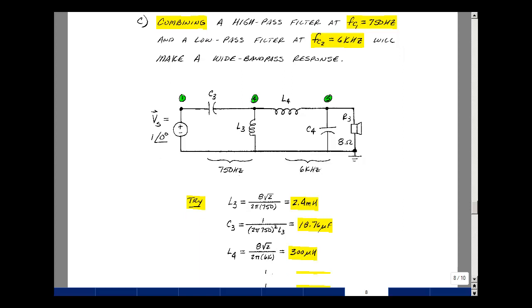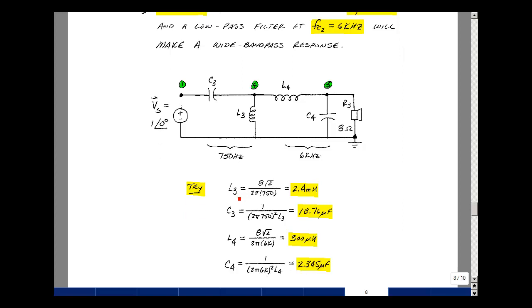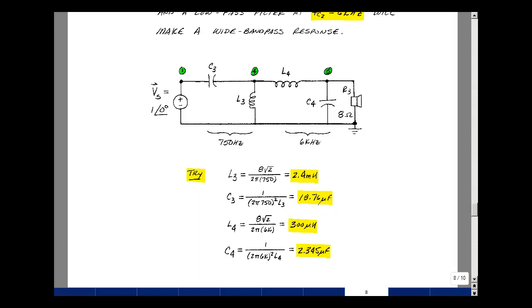I take the formulas I had for the high-pass filter for my inductor and my capacitor and just use those now with a value of 750 Hertz. So I get 2.4 millihenries and 18.76 microfarads. Now let me use my low-pass equations for these two. Just putting in now a frequency of 6 kilohertz, and I get 300 microhenries again and 2.345 microfarads.